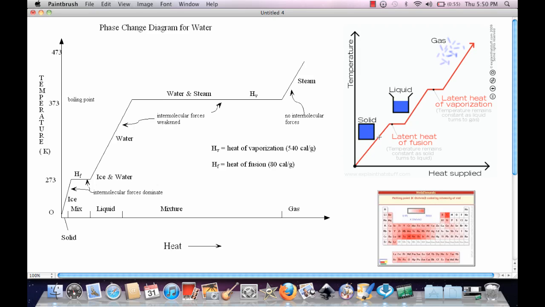You'll see it's solid. It's going to be a latent heat of fusion. It becomes a liquid, and then you have a heat of vaporization. It becomes a gas. So as you can see, the molecules spread out more and more. The bonds become weaker and they spread out.